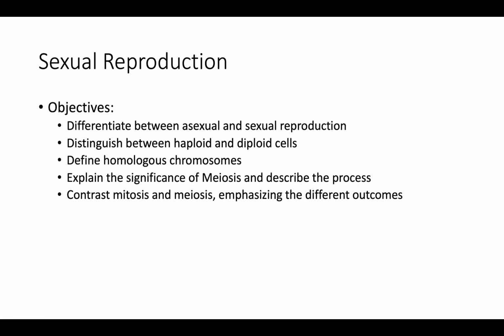We want to be able to differentiate between asexual and sexual reproduction. We want to be able to distinguish between a haploid and a diploid cell. We want to define the term homologous chromosome. We want to be able to explain the significance of meiosis and describe what's happening during this process. And lastly, we want you to be able to contrast mitosis and meiosis, emphasizing the differences in their outcomes. These are two distinct processes with two different purposes and two different outcomes.